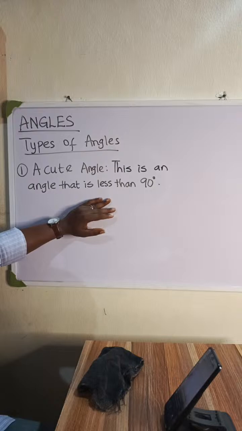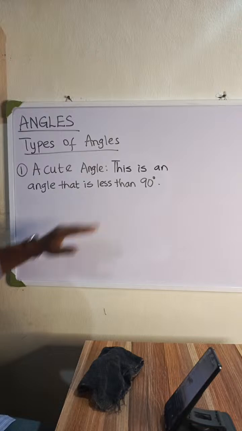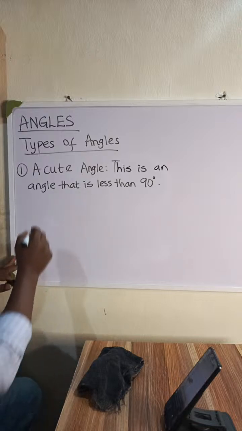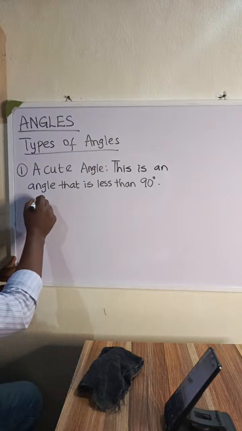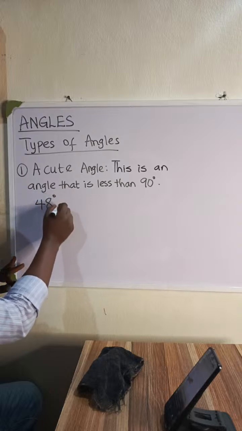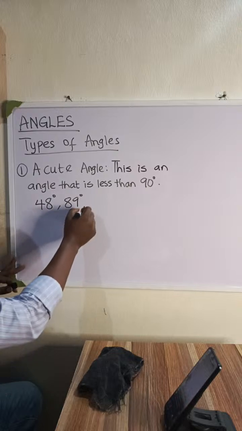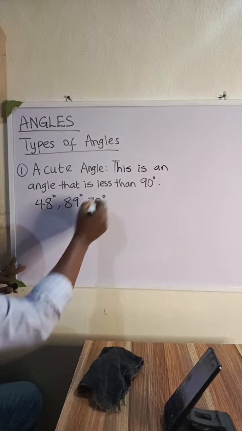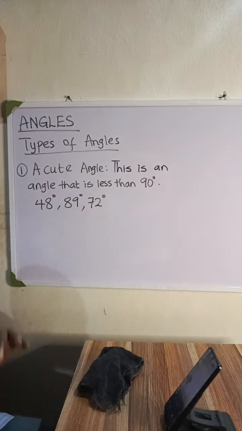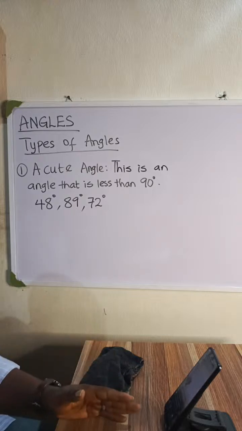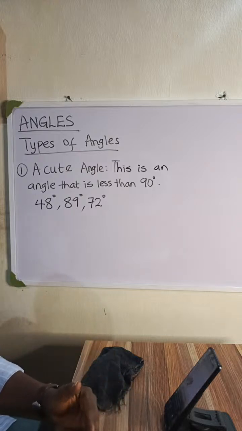An angle that is less than 90 degrees is an acute angle. Examples are: 48 degrees is an acute angle, 89 degrees is an acute angle, 72 degrees is an acute angle. So any angle that is less than 90 degrees is an acute angle.